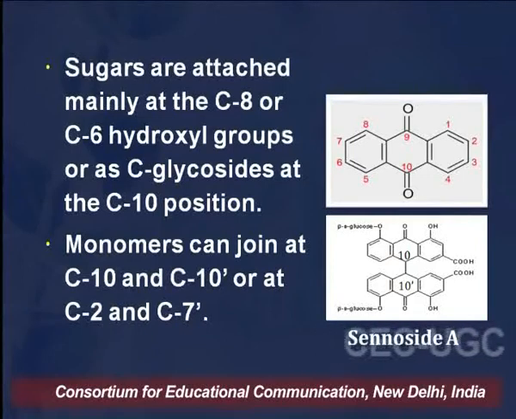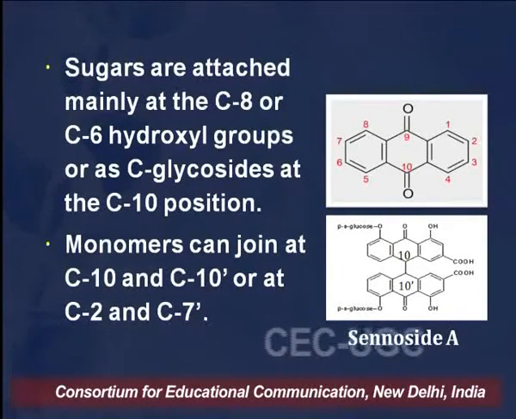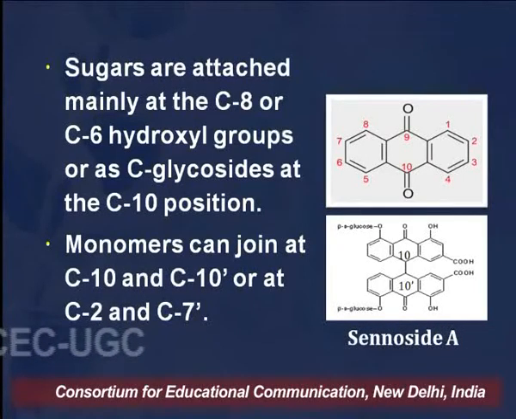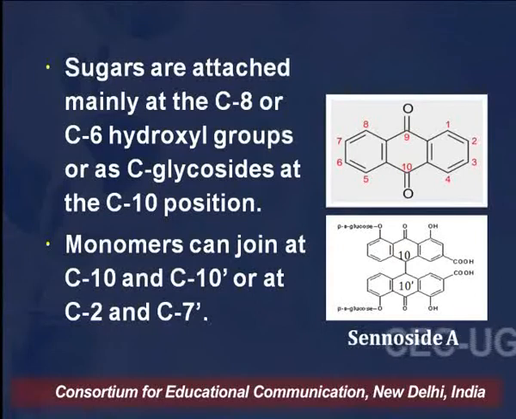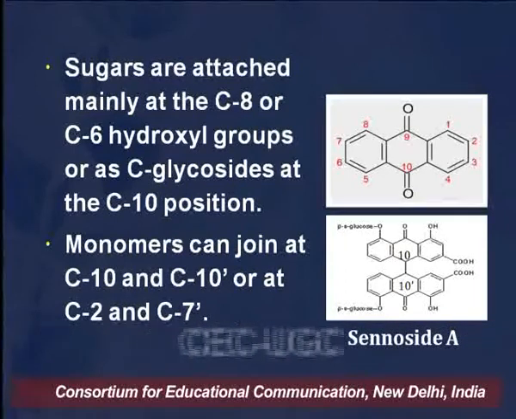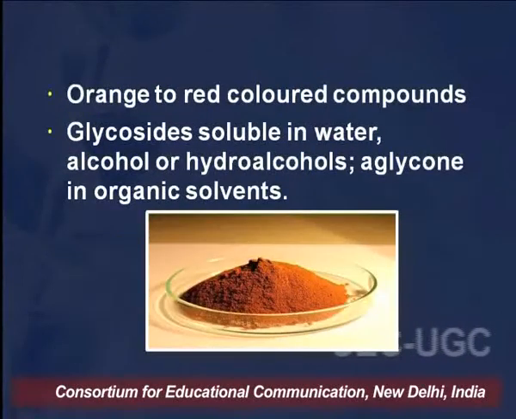Now, sugars are normally attached at the carbon 8 or carbon 6 hydroxyl group if they are present at these carbons, but in the case of C-glycosides, sugars are directly attached to carbon 10 or to carbon 5. You may also find C-glycosides when the sugar is directly attached to carbon 2 or carbon 7 of the anthraquinone moiety. As you can see in the example of sennoside A, the two anthraquinone moieties are attached at the 10th carbon.